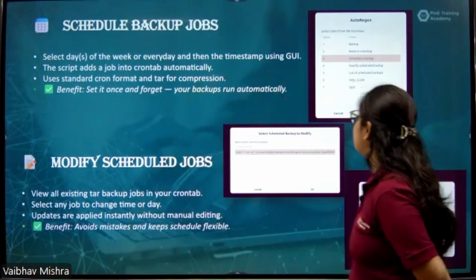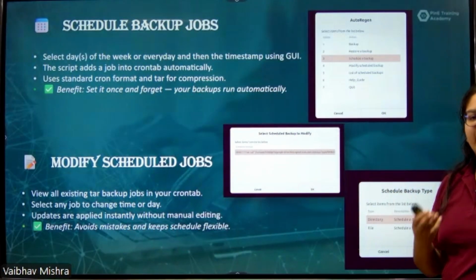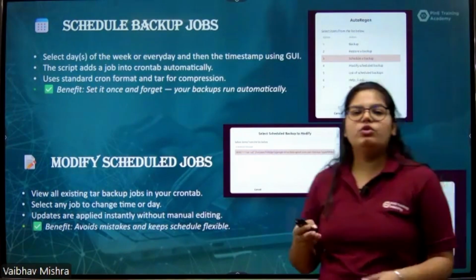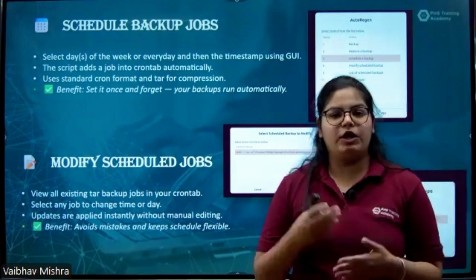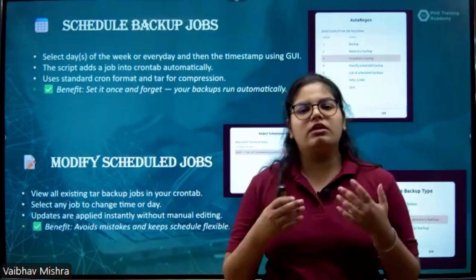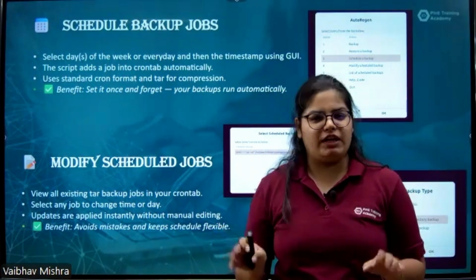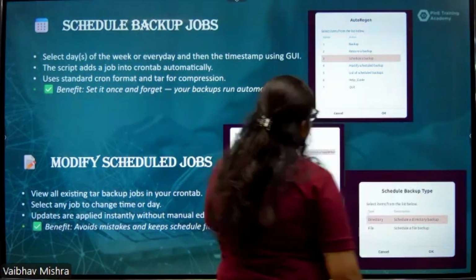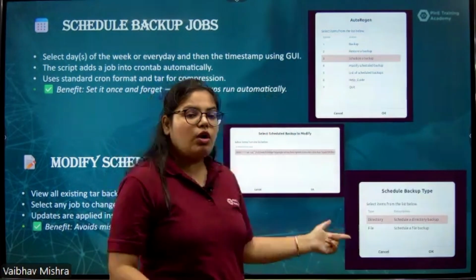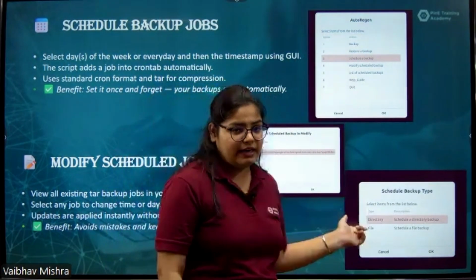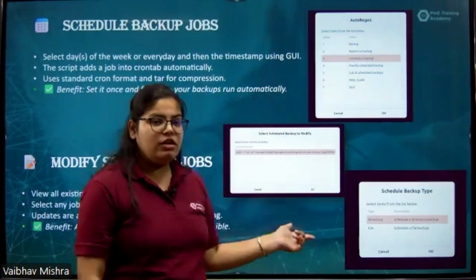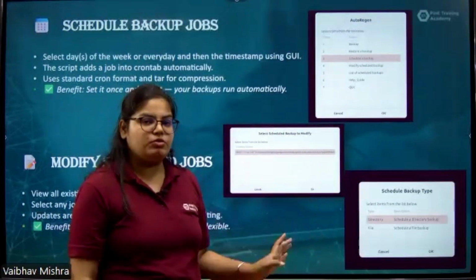So the next step is scheduling our backup. Why are we scheduling our backup? We want to schedule our backup for a particular day in a week or for all 7 days of the week. After clicking on schedule a backup, we get 2 options: we can schedule our directory or we can schedule our file. So we have to choose from these options.